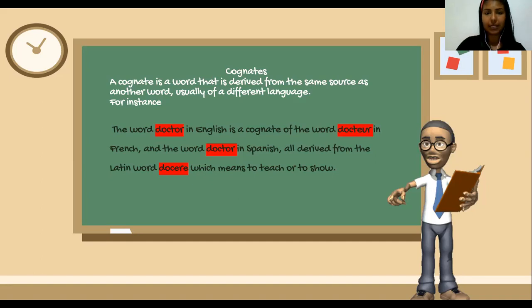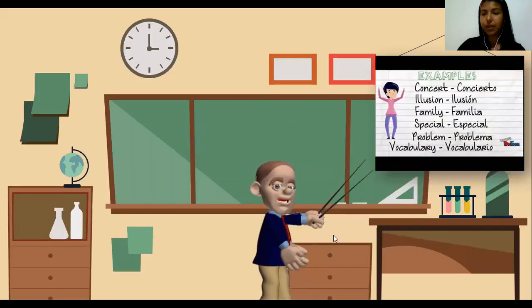This is a cognate. And some languages, for example, Spanish, English, French, Italian, Portuguese, they share some of those words because they come from the Latin roots. Okay, here we have more examples of cognates. Let me show you.